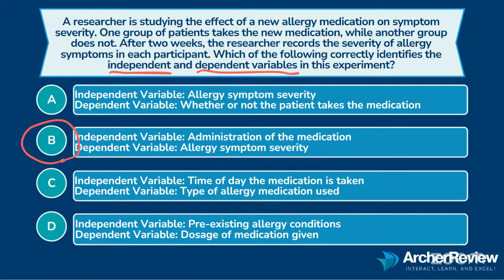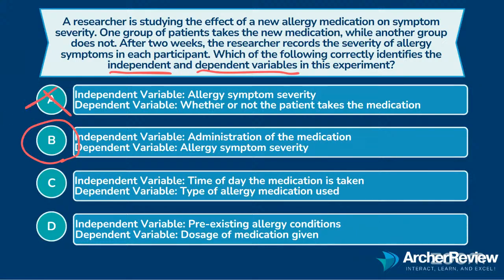Okay. So then dependent variable, whether or not the patient takes the medication. That's just ensuring that the patient does what they're supposed to do, but that's not one of the variables in the experiment per se. That just makes sure that they follow their expectations.